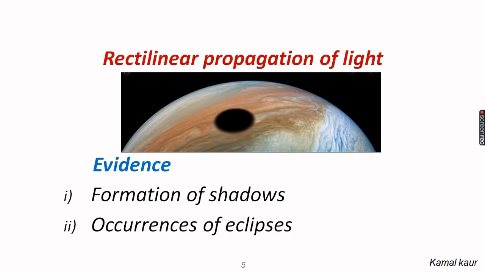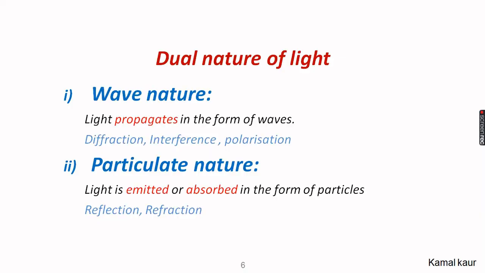straight line. About the nature of light, there was a controversy for a long time. Many scientists believed in the wave nature of light and some others believed in the particulate nature of light. Now we have accepted a theory which suggests the dual nature of light. It means when light propagates from one place to another, it does so in the form of waves, and when light is emitted or absorbed from a surface, it does so in the form of particles called photons.